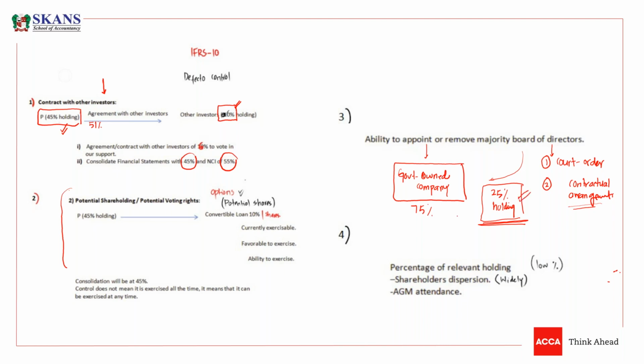So according to us, this company would be a subsidiary of the investor who has 25% holding. So this could be the situation, guys.